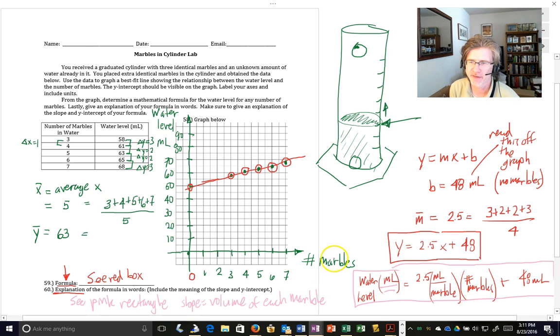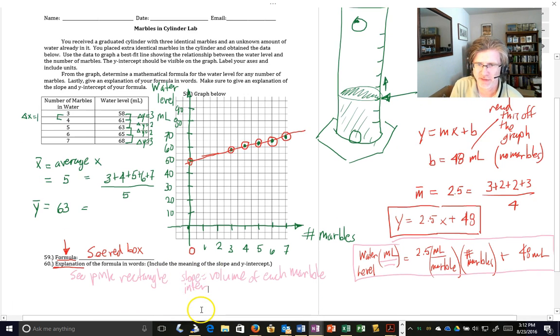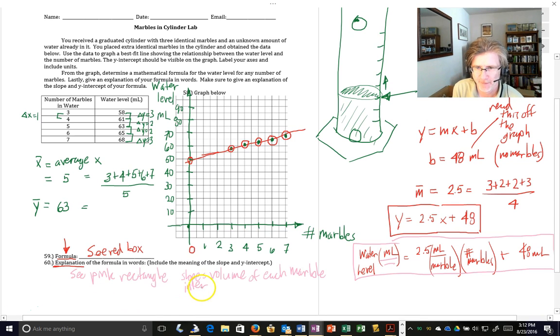And then the intercept, I'll just write here, intercept. Let me go down a little bit so you can see. Intercept is the amount of water with no marbles. So hopefully you can see that. So that was good. Nice work.